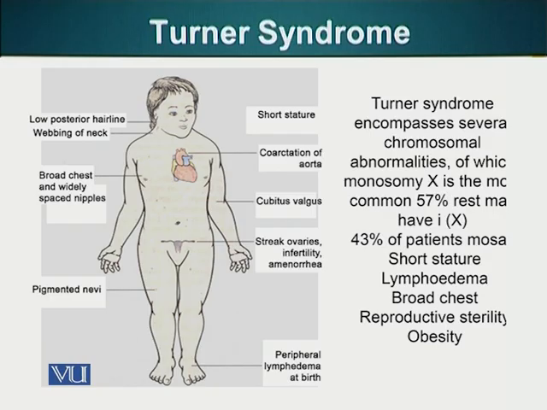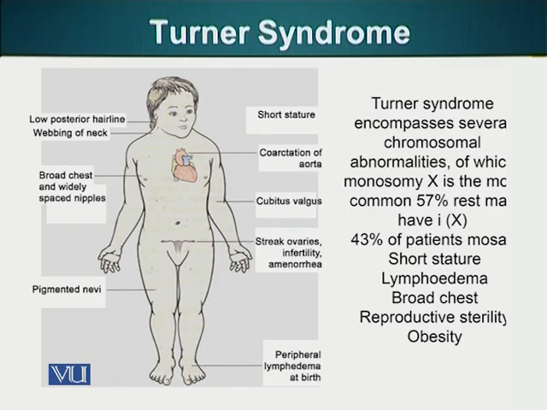In order to be male, you need at least one Y chromosome or the genes present on the Y chromosome. Turner syndrome can be caused by several reasons, one of which is monosomy X, meaning only one X chromosome, which 57% of these patients have. The rest may have isochromosome X, in which both arms of the X chromosome are the same, as I have already mentioned. Some of these patients can also be mosaic. Some cells may have a normal number of X chromosomes, others may have one X chromosome.